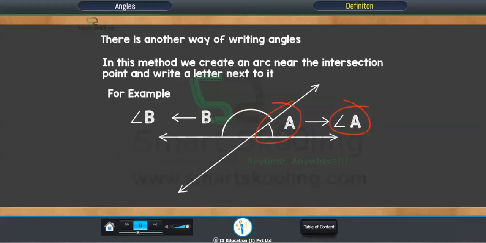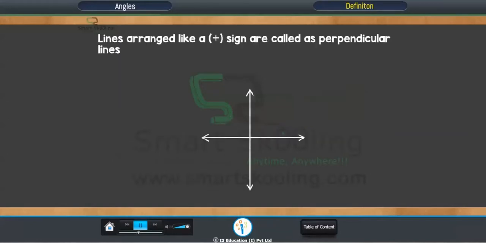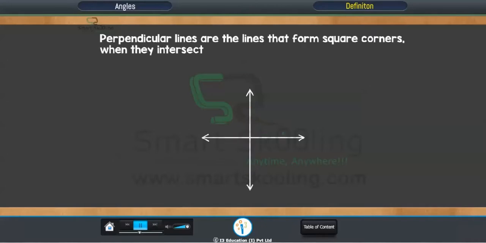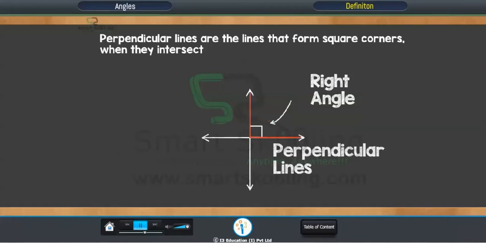formed by that arc. Lines arranged like a plus sign are called perpendicular lines. Perpendicular lines are the lines that form square corners when they intersect. And these square-cornered angles are called right angles. We use a little square instead of an arc to represent a right angle. So whenever you see a symbol like this, you will know that the angle is a right angle, and the lines that form it are perpendicular.